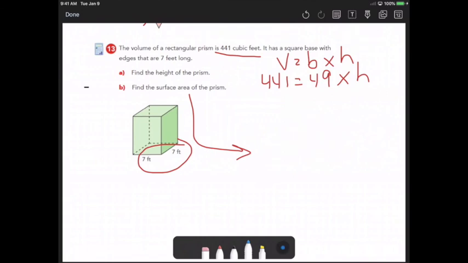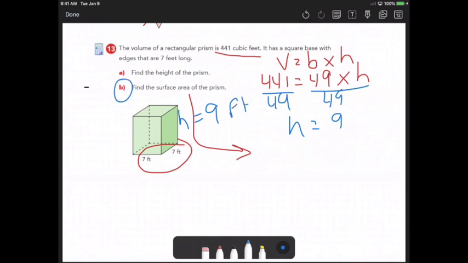Okay, so for this one, what you're going to do is divide by 49. And if you divide by 49, that will give you the height. So it's 441 divided by 49. We're just doing a little algebra. So the height equals 9. So this height is 9, and that's 9 feet.